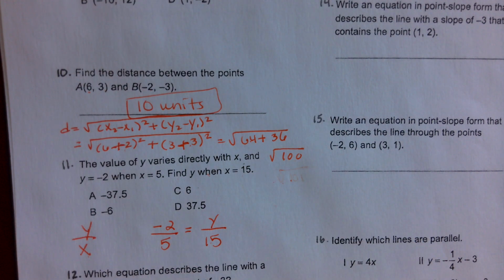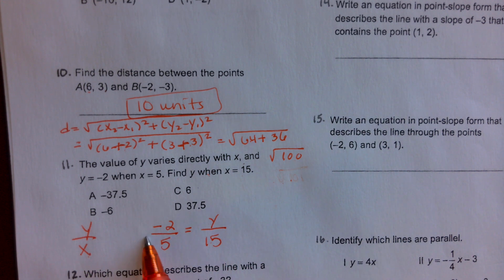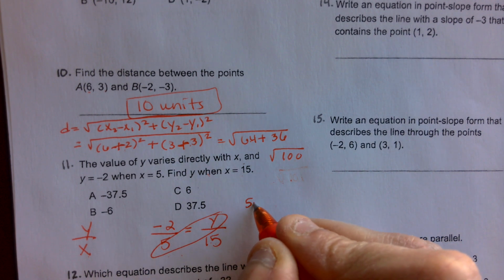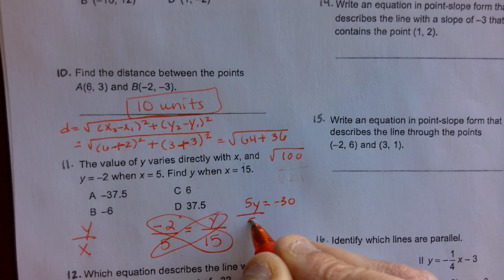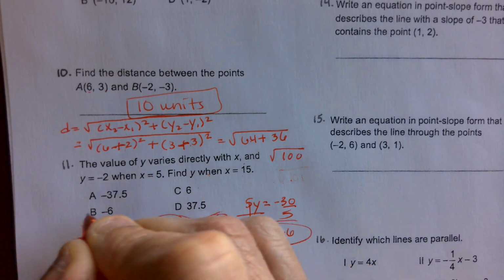And remember, when you solve a proportion, you're just cross multiplying, and in this case cross multiplying and dividing. So it's gonna be 15 times negative 2 divided by 5. But the way you get that is 5y equals negative 30. Divide by 5. And answer is negative 6. B.